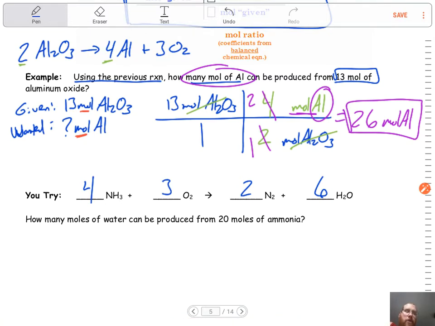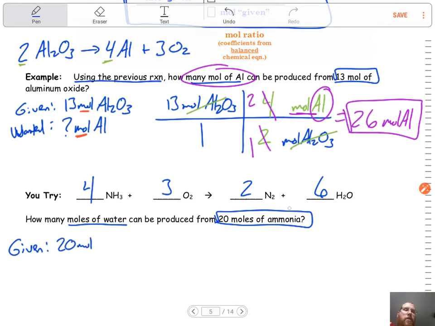Now, once you know you have a balanced equation, you can jump right in. So let's go through and start doing this. How many moles of water? Okay, so I'm just going to box this to get myself set up. So my given, I always write this down first. I am given 20 moles of ammonia.